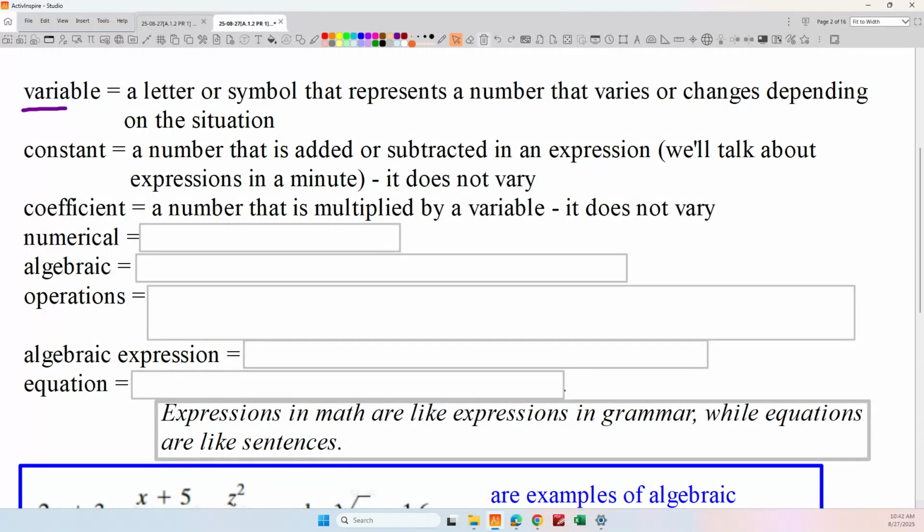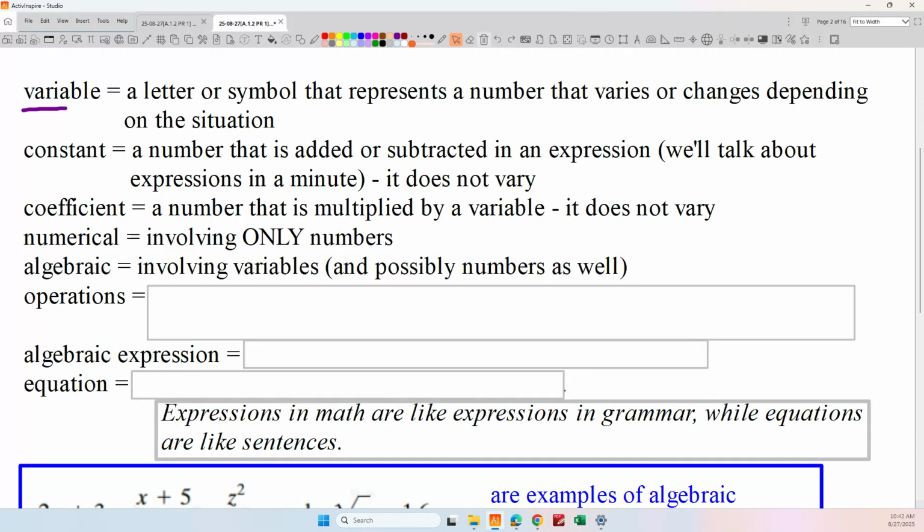When we talk about something in math as being numerical, what does that mean? Yes, very close. It involves numbers. Numerical relates to numbers, so it only involves numbers. The kind of math you did for a long time in grade school was all numerical. You didn't ever use anything other than numbers, right? Not anymore. Now we do math that's algebraic. What does algebraic mean in math? Numbers and variables. Yeah. So algebraic math involves variables and numbers both.